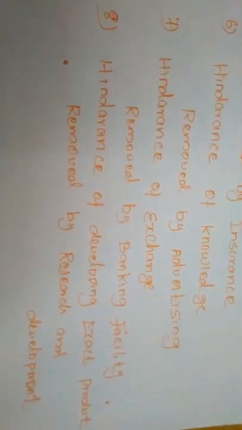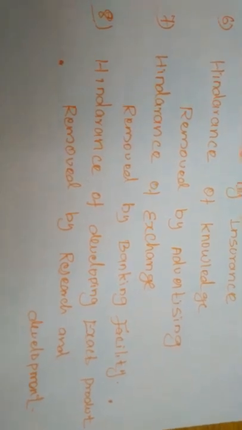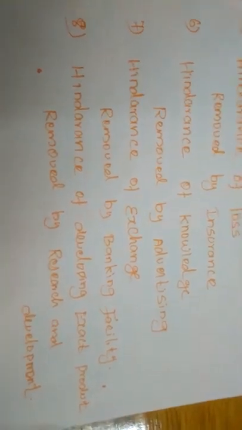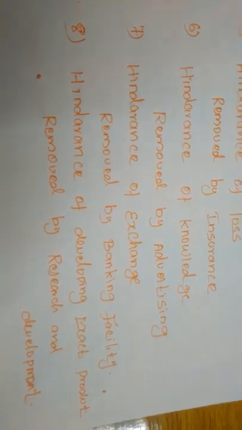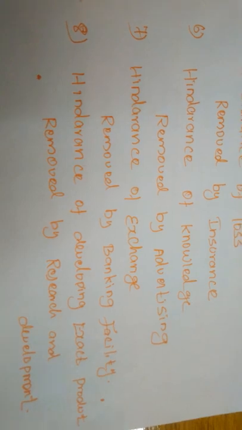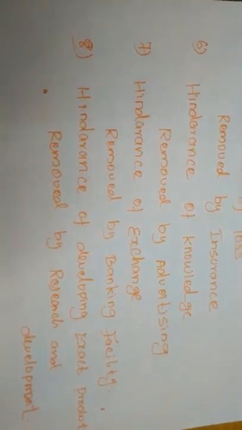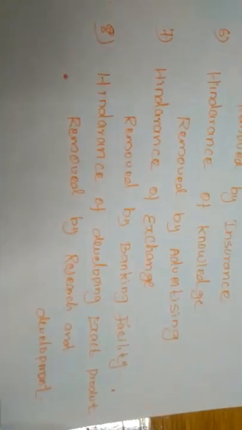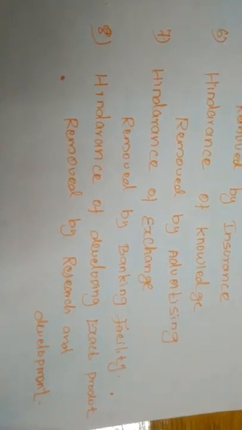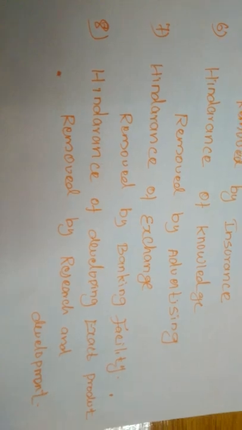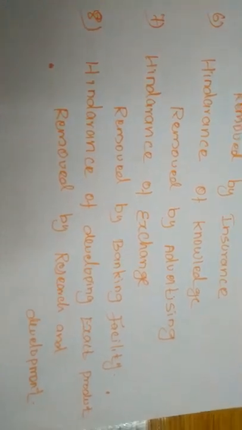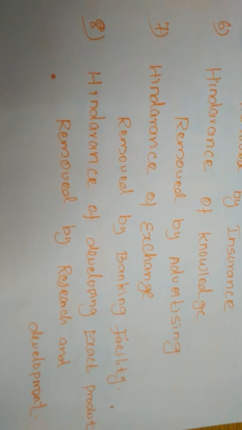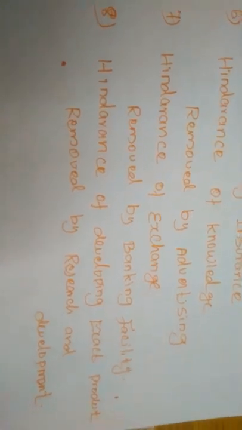If you want to produce any exact product, some development and research is needed. So the absence of innovation of the product is called, we can say, hindrance of developing exact product. We can't produce the same product only, and we can't consume the same product for a long time. Even producers and consumers want to consume different types of products. So what is needed for developing the exact product? For that, research and development is needed. So research and development alone will remove the hindrance of developing exact product.